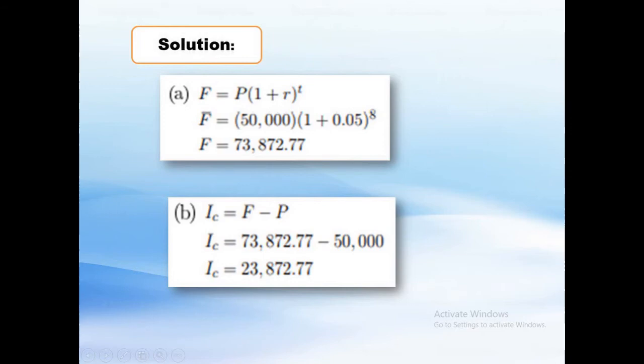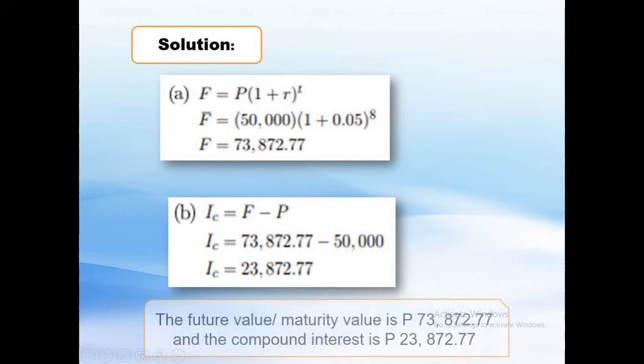So the compound interest is 73,872 and 77 centavos minus 50,000. So the answer is 23,872 and 77 centavos. The future value, or maturity value, is 73,872 pesos and 77 centavos, and the compound interest is 23,872 pesos and 77 centavos.